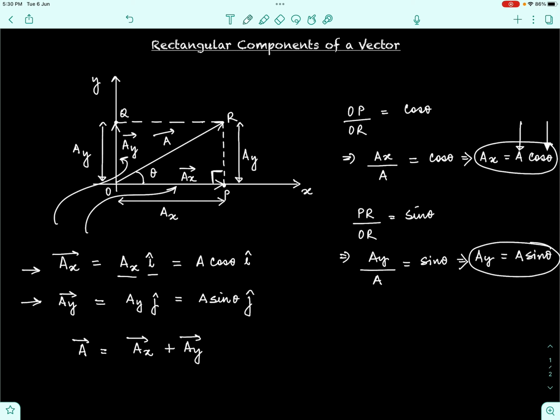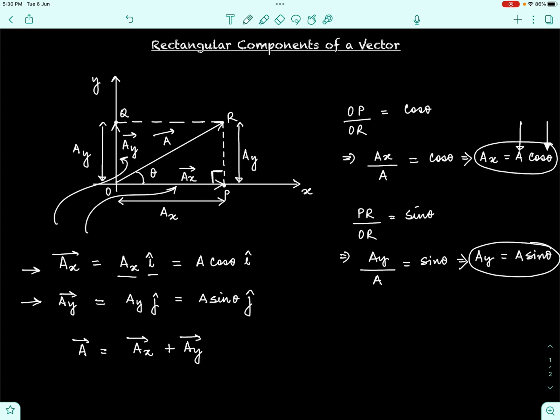And this is where the importance of rectangular components lies. We say that the sum of the components of a vector gives us the vector itself. Here, when we add vectors AX and AY, we get the vector A back. So, what we have been able to do by finding rectangular components is split our vector A into two mutually perpendicular vectors, such that when we add those two vectors back, we get the vector A, right? This is where their importance lies, and we will see there are a lot of applications associated with this.